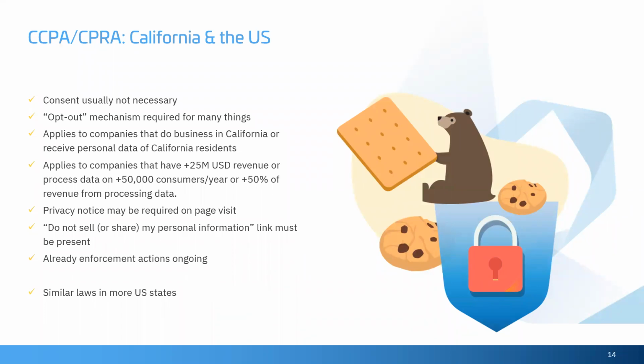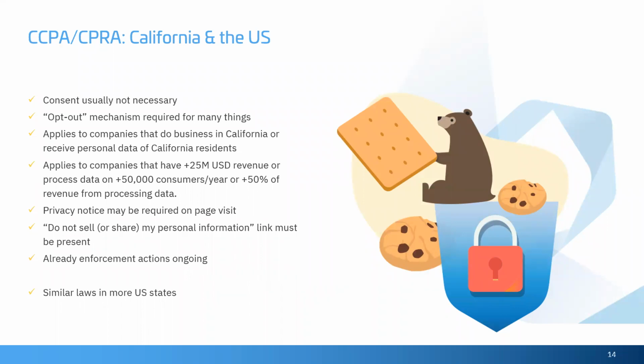If it applies to you, then a privacy notice will probably be required on the page visit. So a layer that is, let's say, similar to the European layers that we see, but a bit more simple. Usually you don't need accept and reject. Usually it's sufficient to just have an OK button. Basically, you just notify the user and the OK button will just close the layer.